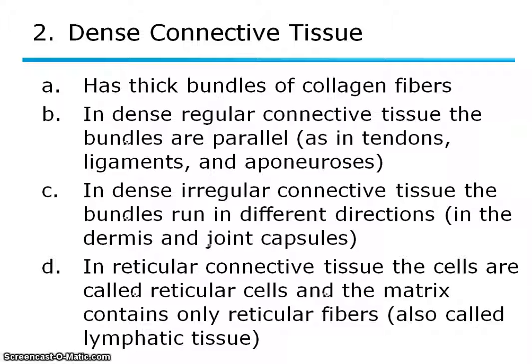The next major type is called dense connective tissue, and it's going to have thick bundles of collagen fibers. And there's a couple types. Again, we have dense regular and dense irregular. We also have reticular connective tissue, and you're going to look at all three of these under the microscope tomorrow.